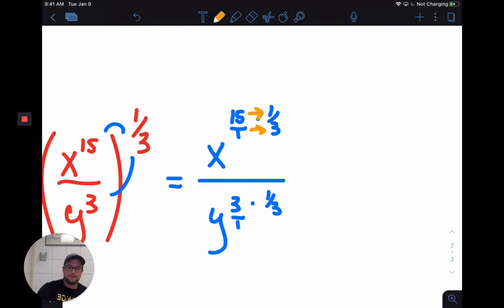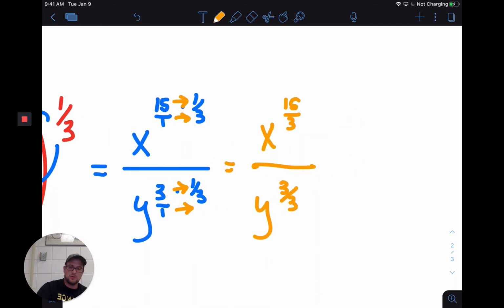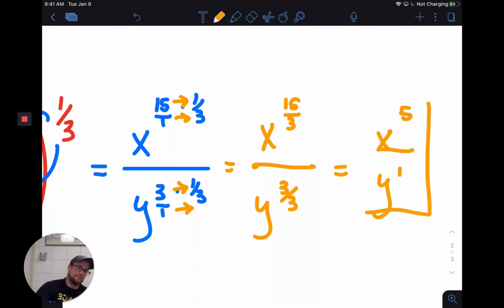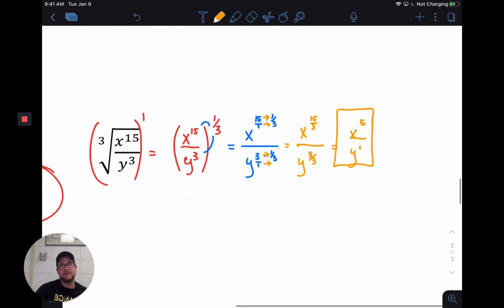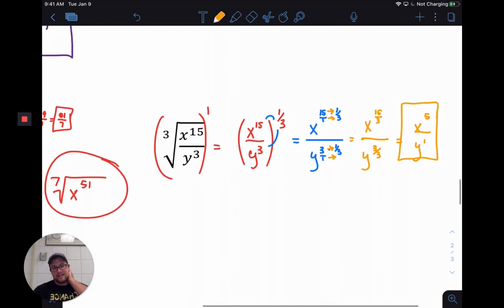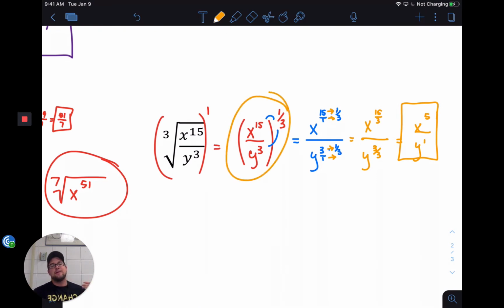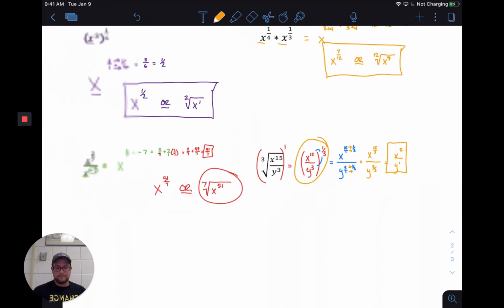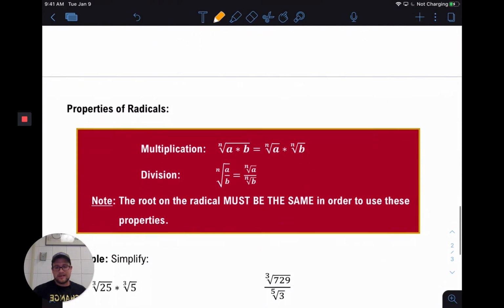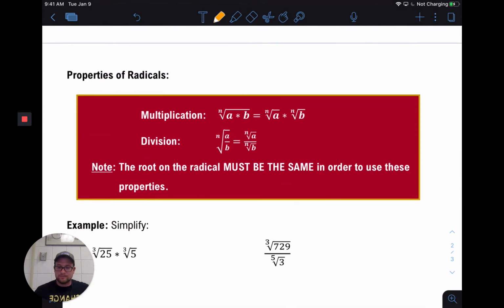Multiplying across the top, I will end up with x to the 15 over 3 and y to the 3 over 3, which lastly will equal x to the 5th over y to the 1st. And we're done. Really, the secret to this problem was just the fact that if you took this and you rewrote it right here, right away, everything seems to match up. If you don't do that, you look at it and the wheels start to spin, and it's hard to really get started. One last big idea we got to talk about are just some properties of radicals.